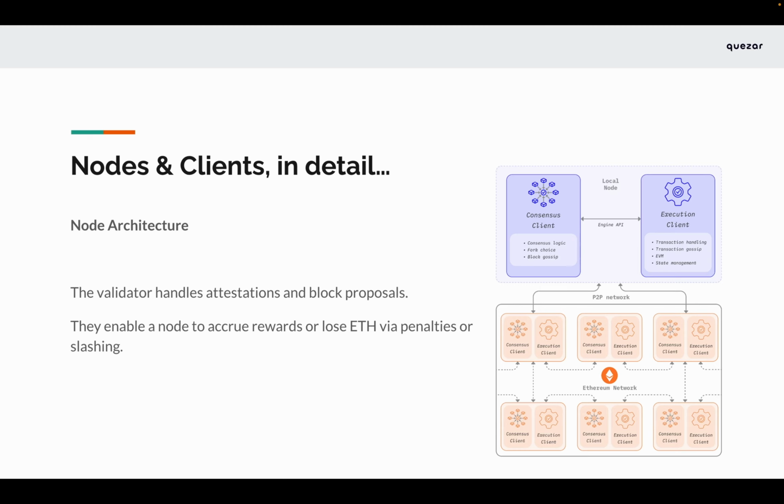This also makes the node liable for any dishonest activity, and if they are caught doing any kind of malicious activity on the network, a penalty is levied and their collateral, that is the 32 ETH, can be slashed.